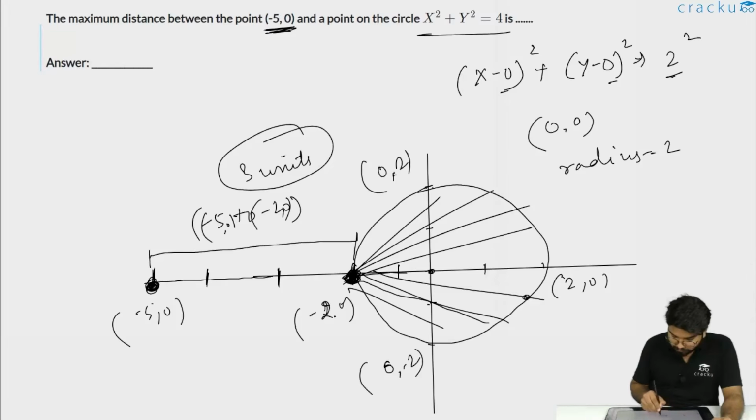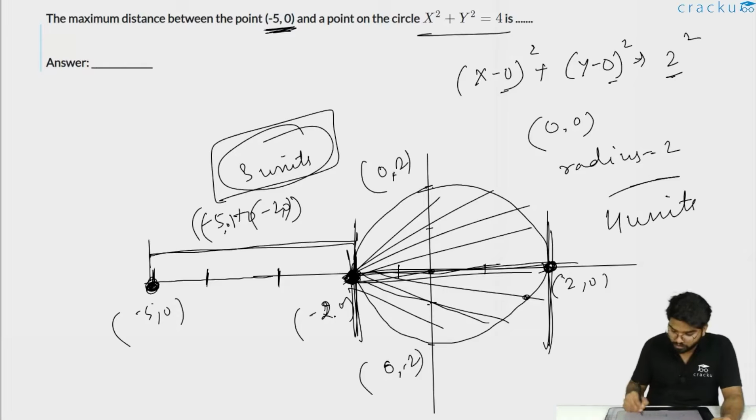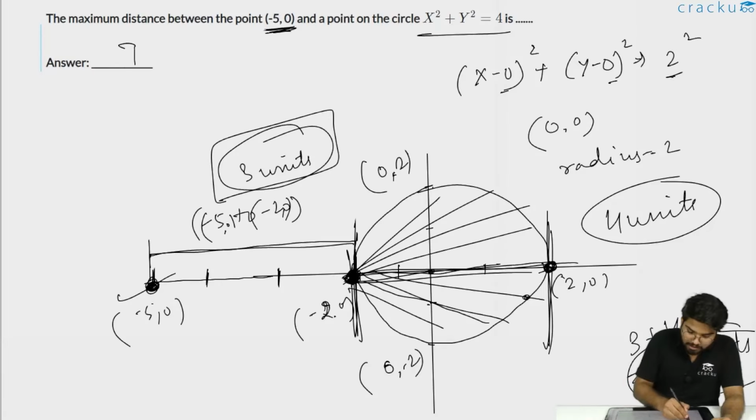So if I go through the diameter, the maximum distance will be till here. We know that the radius of the circle is 2, so the diameter is equal to 4. From this point till this point, the distance is 3 units, and from this point till the end point, the maximum distance will be 4 units. So in total, the maximum distance from this point to any point on the circumference of the circle will be 3 plus 4, that is 7 units. So the answer has to be 7 units.